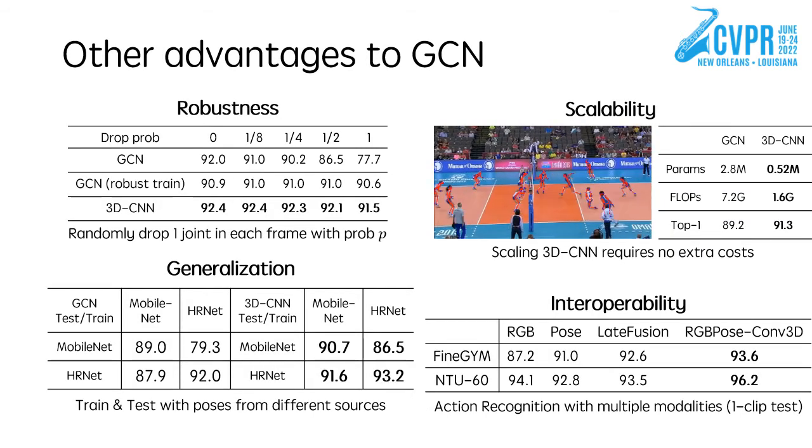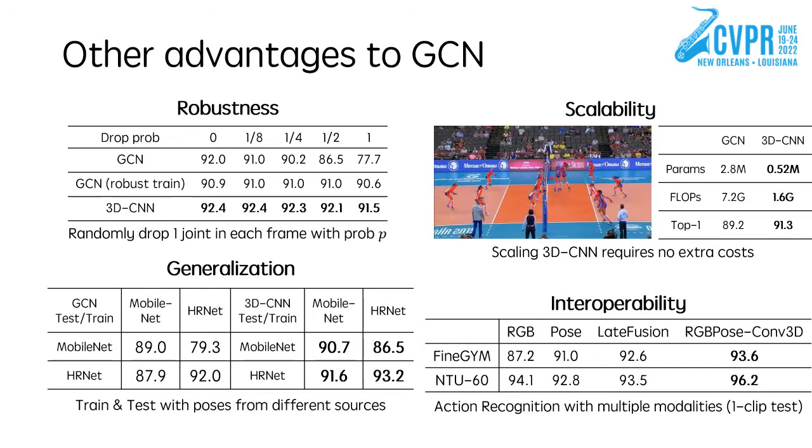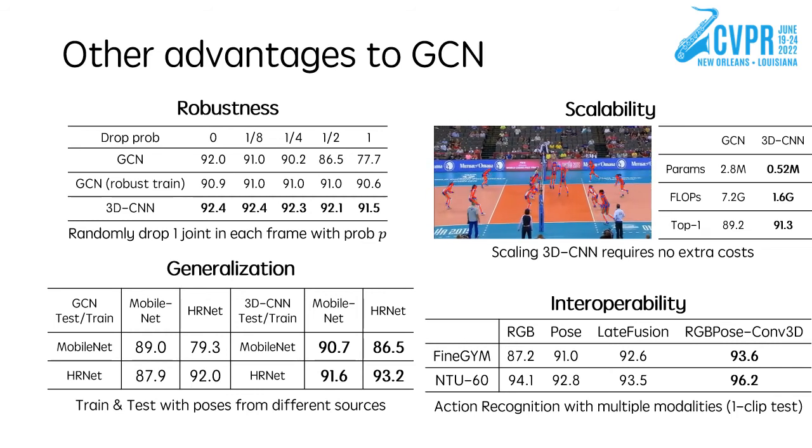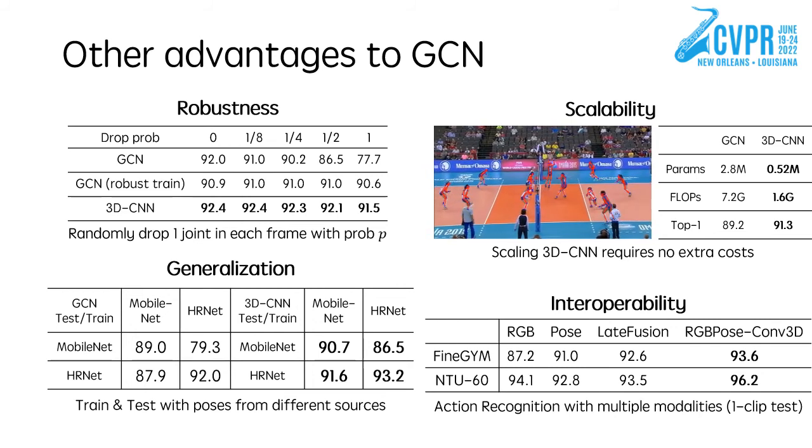Besides, PoseC3D has several unique advantages. First, it is robust to noises in pose estimation and generalizes well across 2D poses from different sources. Second, it scales to multi-person with no extra computation costs. Third, using 3D CNN enables a wide design space for intermodality fusion, which benefits action recognition with multiple modalities.